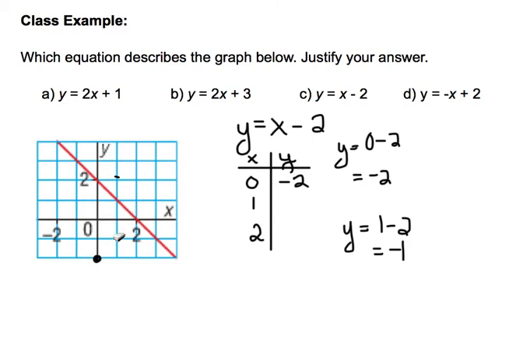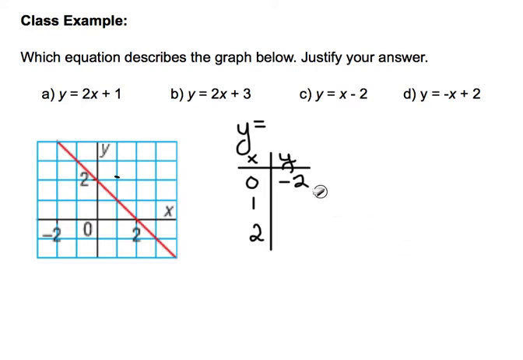Okay, so that means it has to be the last one. Oh, well, of course I had to put it as the last one. Well, let's just check. Okay, so we have negative x plus 2. If I put in 0 here, I'm going to get negative 0, which doesn't make any sense because it's just 0. And I'm going to get plus 2. So when x is equal to 0, y is equal to plus 2. Oh, that's definitely on there. So we know we're good.